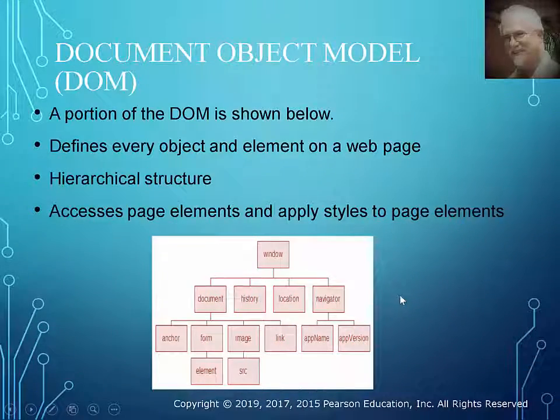This is probably the most important thing about JavaScript, that you're always dealing with the document object model. The document object model defines every object and element on a web page. It is a hierarchical structure, and you can access these various page elements and apply styles to them. You can make them do different things. And you can define the elements. Remember, we have these classes and IDs, so we can define things, and then we can make them do things.